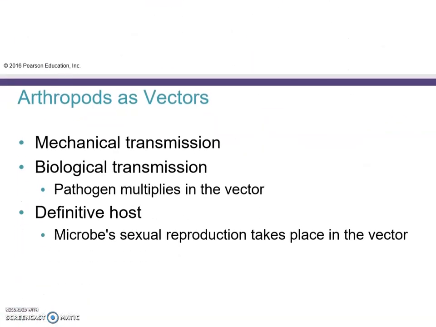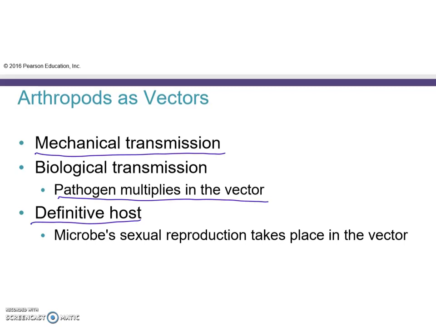And finally, our last, showing how arthropods can serve as vectors. There could be mechanical transmission, meaning that, let's say, a fly carries some pathogens on its feet and it's landing on you and transmitting the pathogen. Biological transmission would mean that the pathogen first multiplies in the vector, and then let's say the mosquito is sucking blood and it's also putting the pathogen into your bloodstream, into your body. And a definitive host means that the microbe's sexual reproduction takes place in the vector itself.